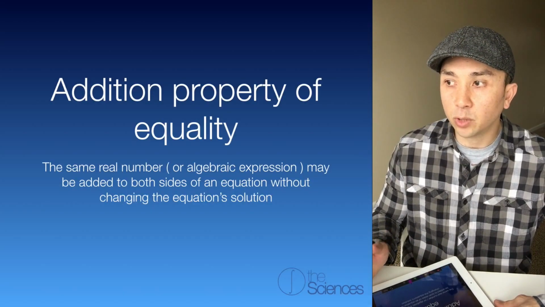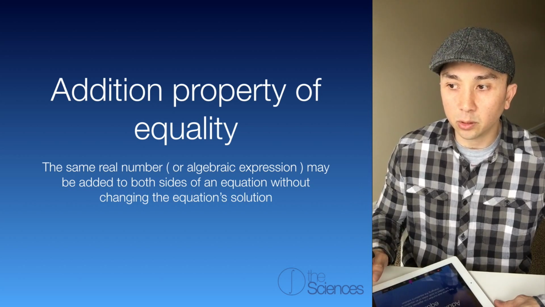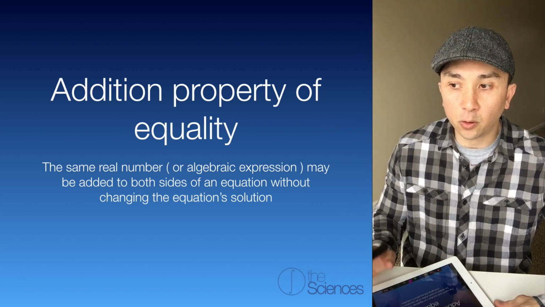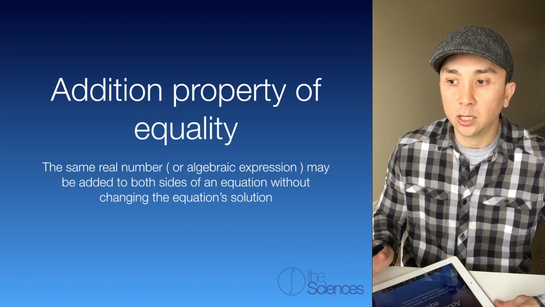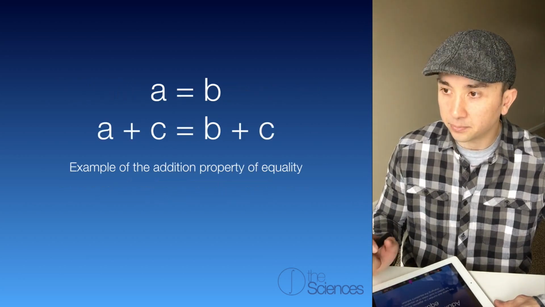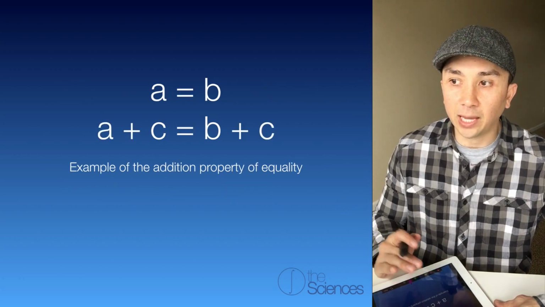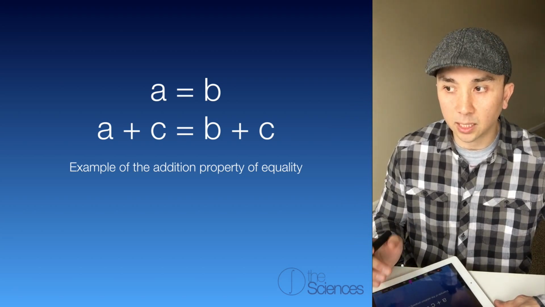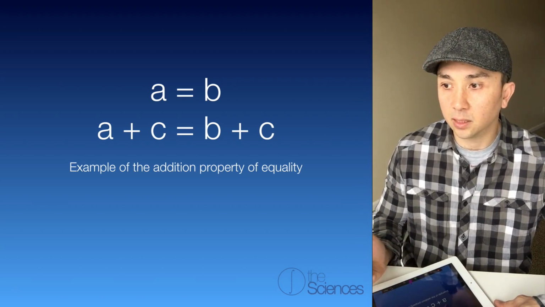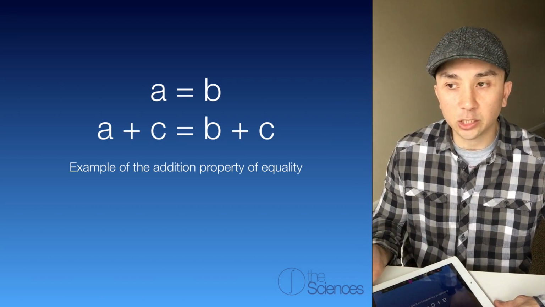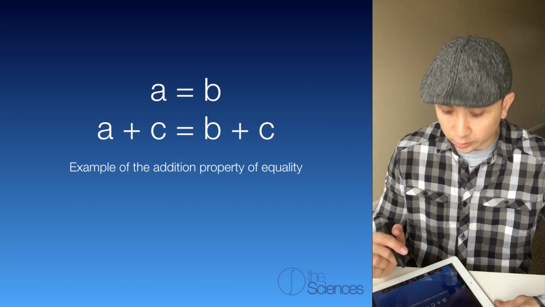Now the addition property of equality states that the same real number or algebraic expression may be added to both sides of an equation without changing the equation's solution. So if a equals b, then a plus c equals b plus c. So adding c to both sides of the equation does not change the equation.